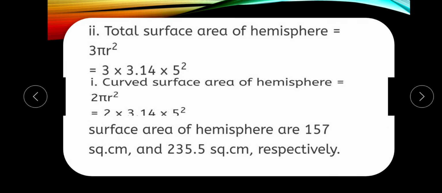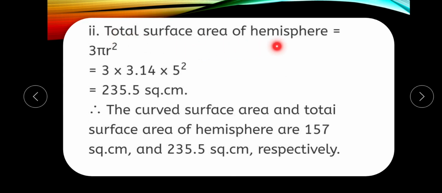The next part, total surface area of hemisphere is equal to 3 pi r square. Substituting the values, we get 3 into 3.14 into 5 square. Solving it, we get 235.5 square centimeter. Therefore, the curved surface area and the total surface area of the hemisphere are 157 square centimeter and 235.5 square centimeter respectively.